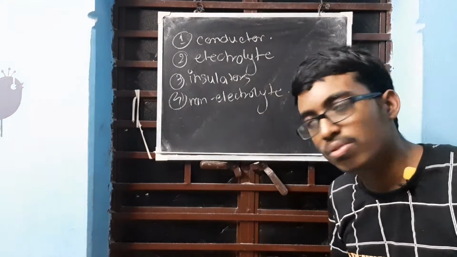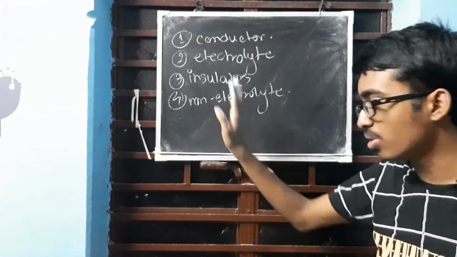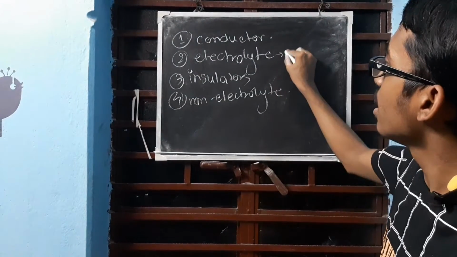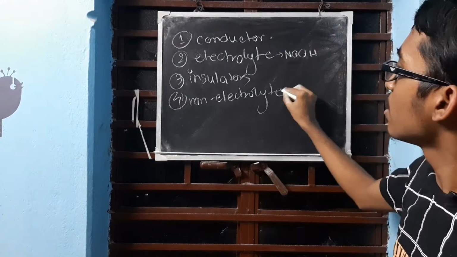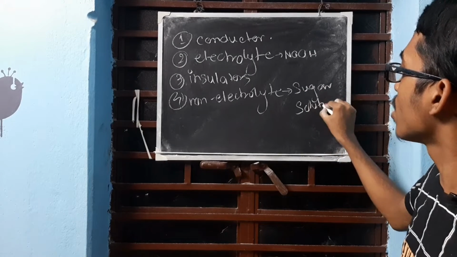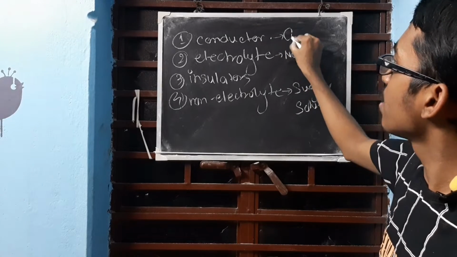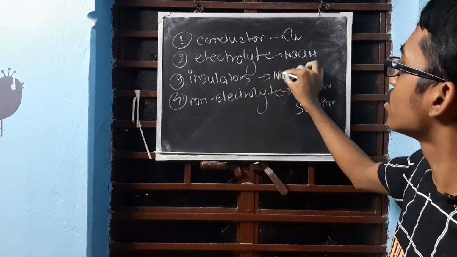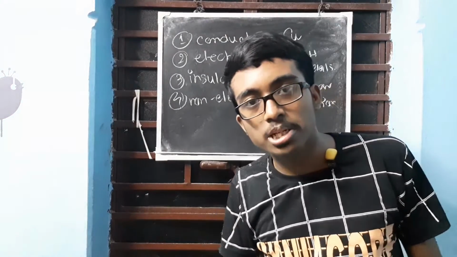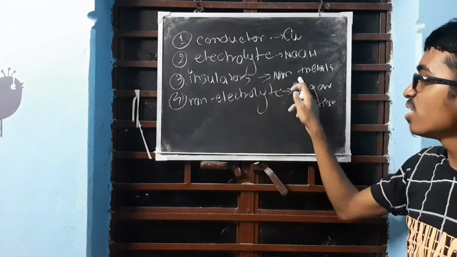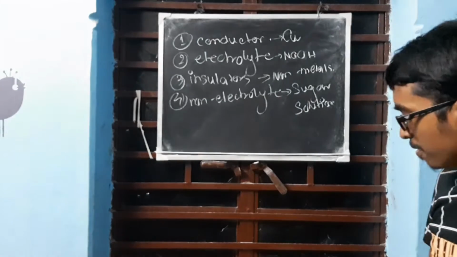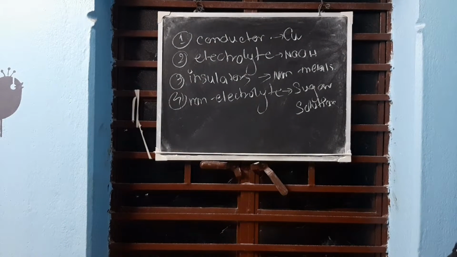Conductor example you can give, non-conductor example you can give, that is insulator. Electrolyte example you can give. Electrolyte example is NaOH. Non-electrolyte example is sugar solution. Conductor example, I am writing Cu, and insulators are non-metals. Exception: write the exception in comments. Okay, understood this part?